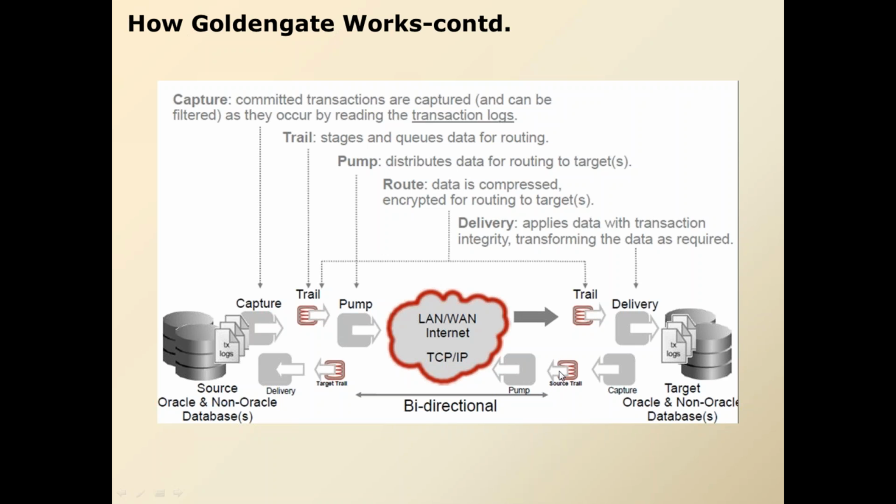Once the data becomes available in the local trail, the GoldenGate data pump process will read the data out of your local trail and send it to the remote trail on site A. Then you will configure the replicate process on site A, which will read the data from your remote trail and apply it to the target database. So in a bidirectional scenario, you will have capture, pump and delivery processes on both sides. You will have capture, delivery and pump present on site A as well as site B.